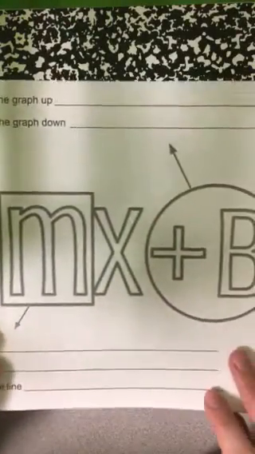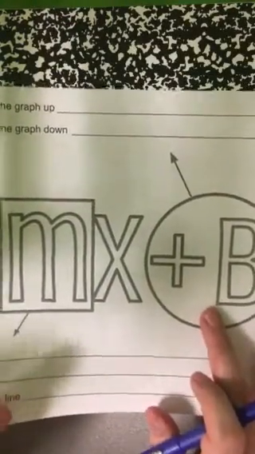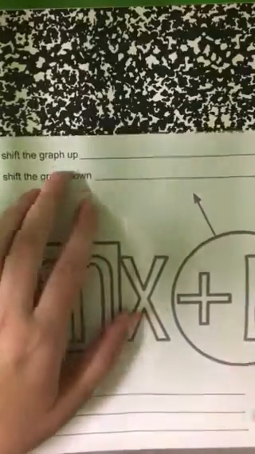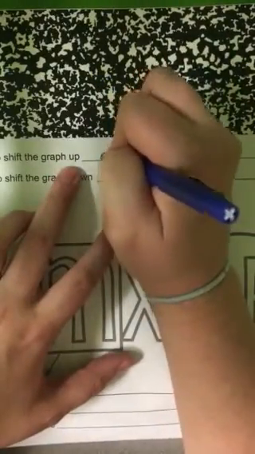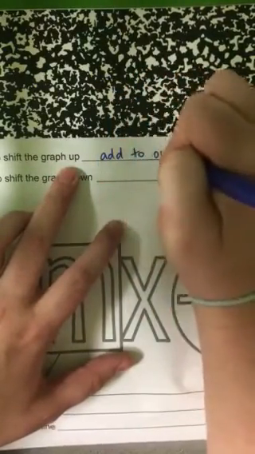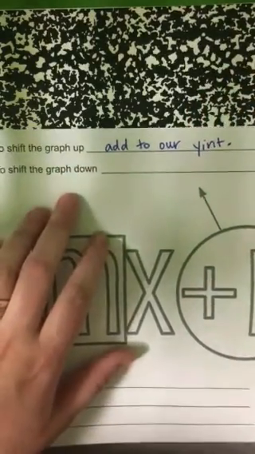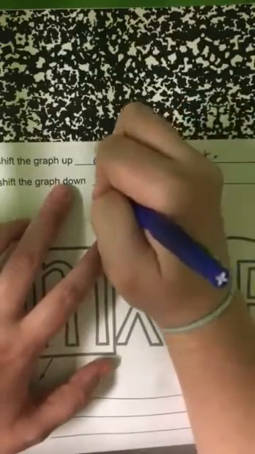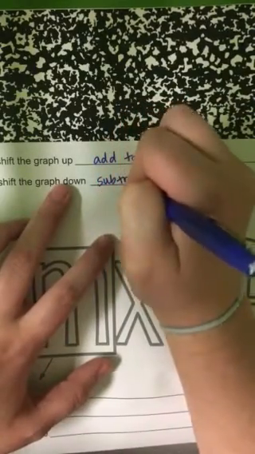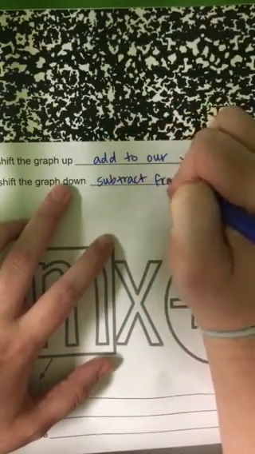Now this is just a paper that's going to kind of tell us what everything is working on. So we worked on B today. So if we want to shift our graph up, we're going to add to our y-intercept. If we want to shift our graph down, we're going to subtract from our y-intercept.